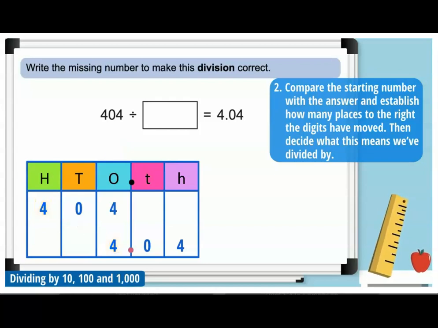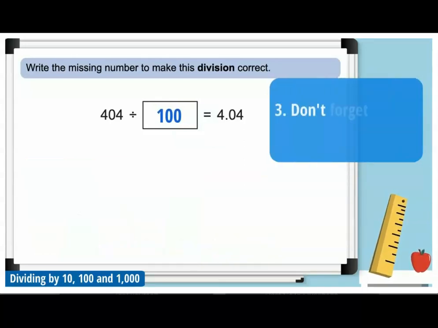Therefore, all of the digits have moved 2 spaces to the right. What does this tell us? Well done. It tells us that we have divided by 100 because dividing by 100 moves all the digits in a number 2 spaces to the right. So the missing number in this division is 100. Write 100 in the box. 3. Don't forget to check your answer.